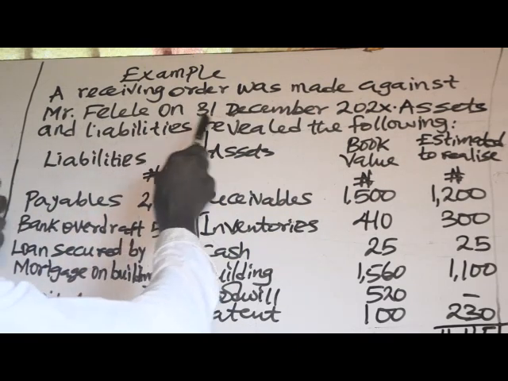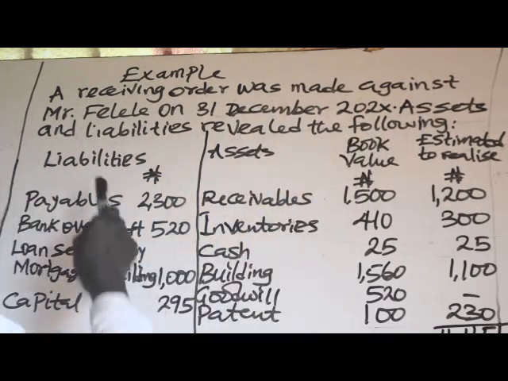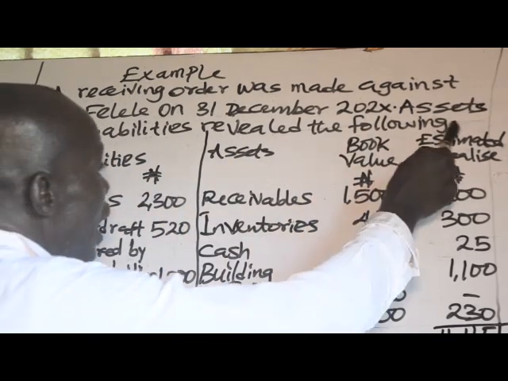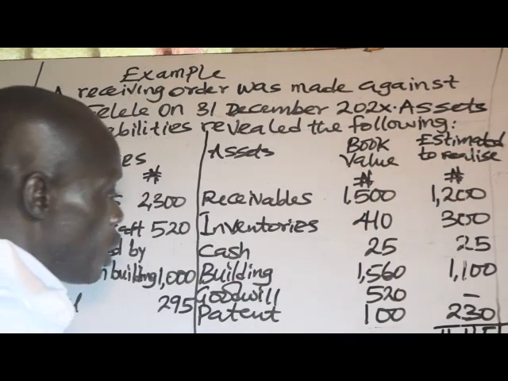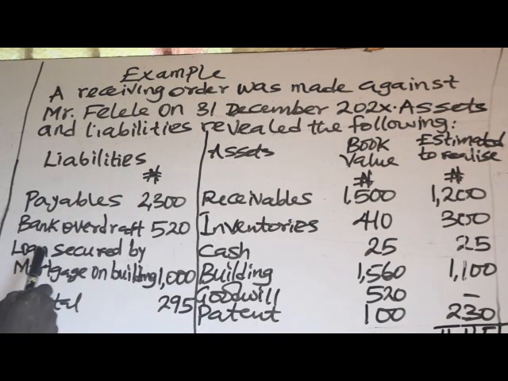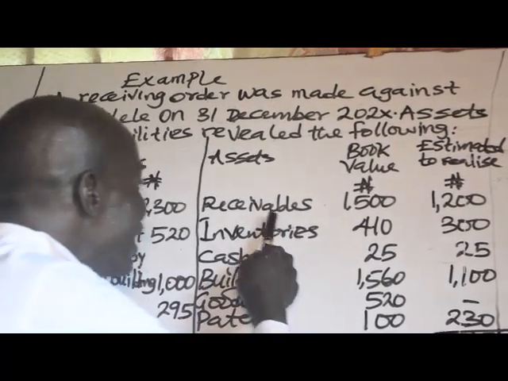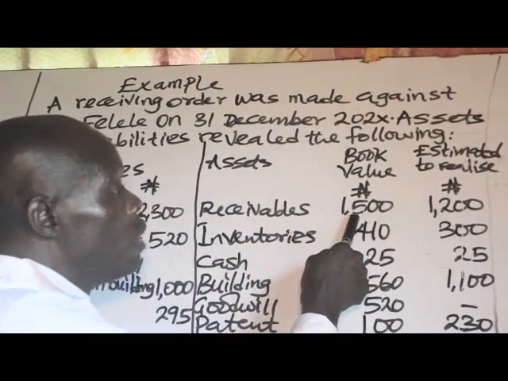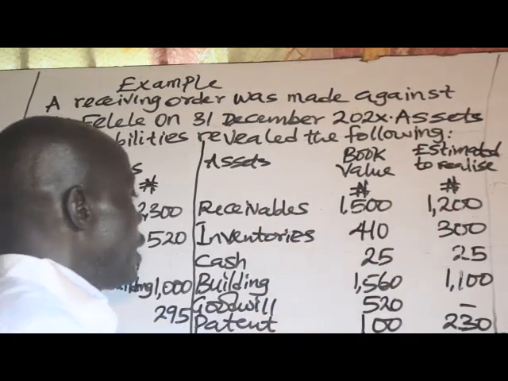Assets and liabilities revealed the following. You have the liabilities, then you have the assets. The book value of the assets and the estimated realizable value of the assets are equally given. The liabilities include payables of 2,300, bank overdraft of 520, loans secured by mortgage on building, that is 1,000. Then we have capital of 295. Then the asset side, you have receivables of 1,500 being the book value with the realizable value of 1,200.